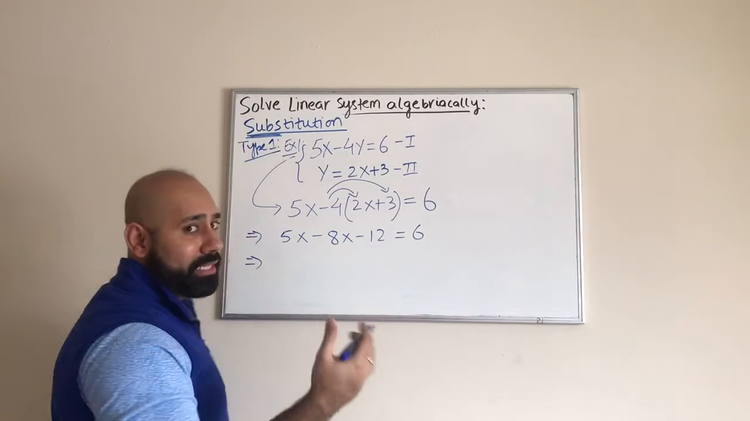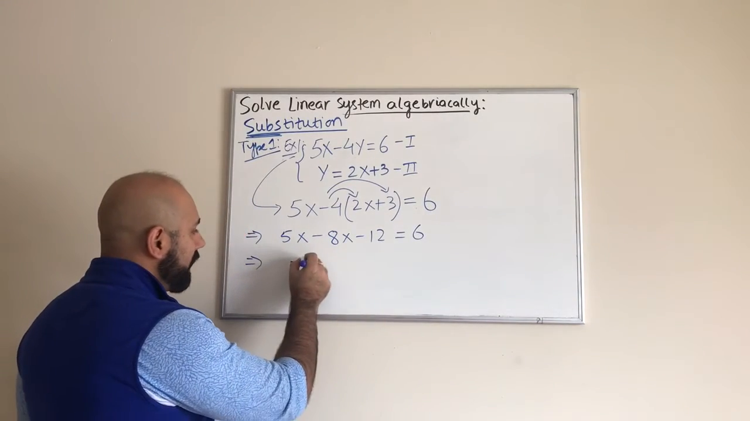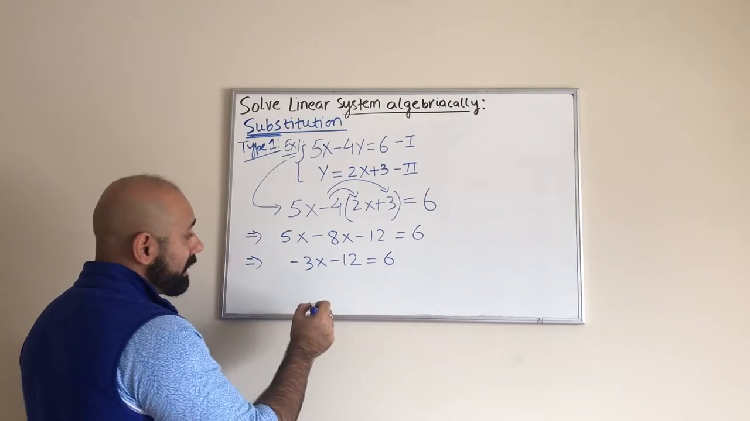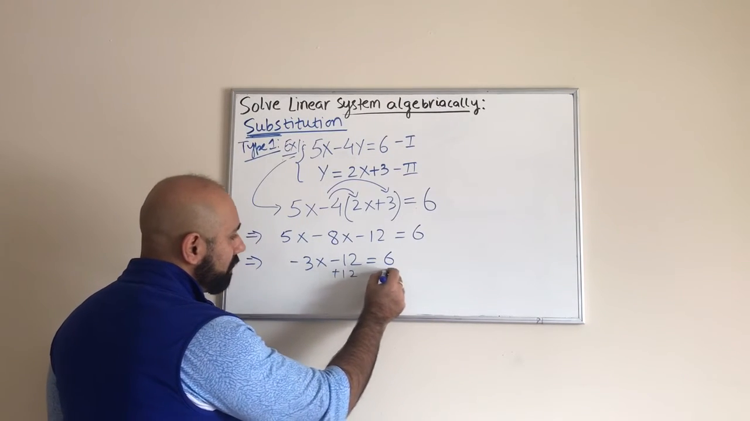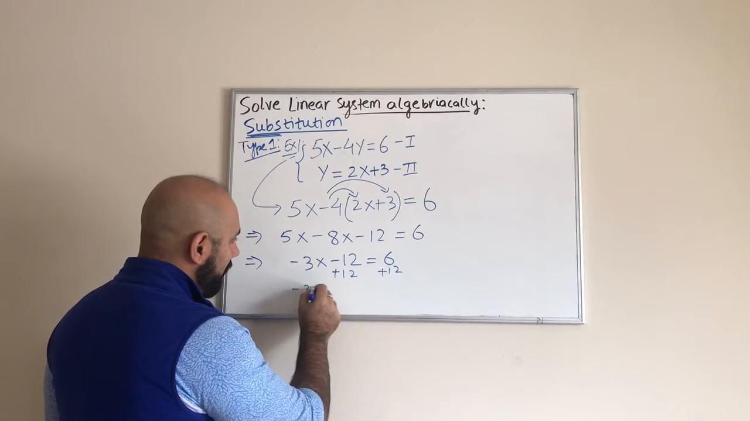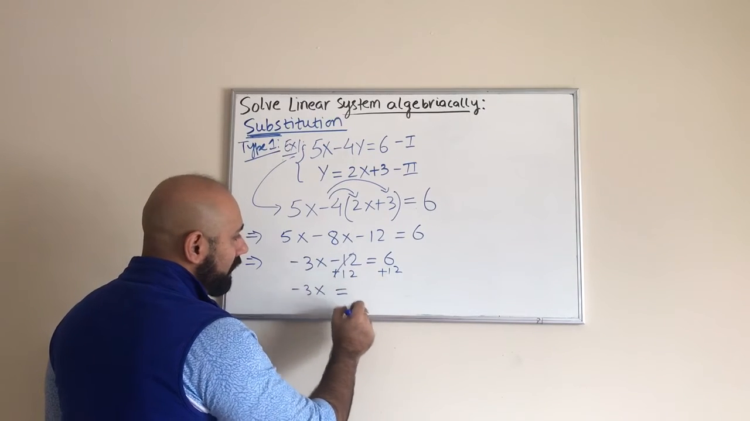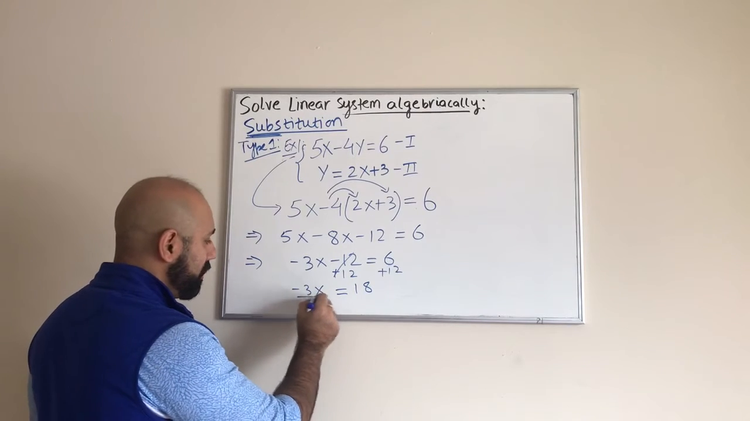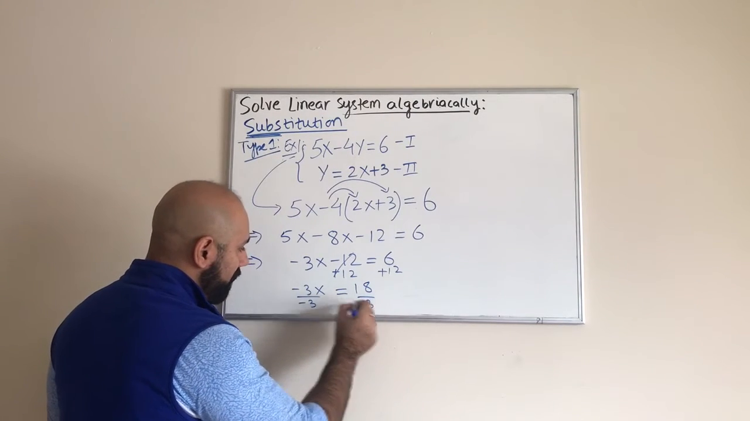5x minus 8x, basically combining like terms. So it is negative 3x minus 12 equals 6, and then to get x by itself, first I'm going to add 12 to both sides. So it is negative 3x, the 12's cross out here, equals 18, and then I divide both sides by negative 3 to get x by itself.